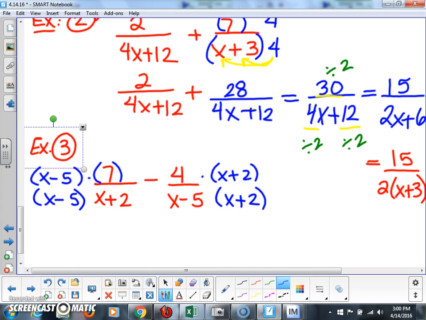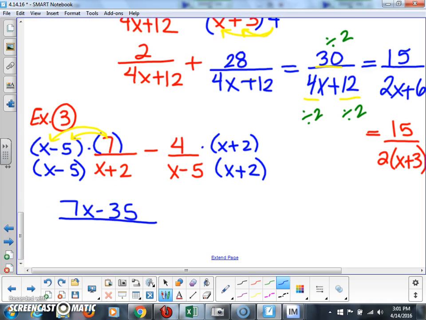Okay, so you're going to distribute the 7 to the x. What is 7 times x? 7x, and then 7 times -5? Negative 35. So you have 7x minus 35 over, and now I'm just going to keep my life simple. Instead of foiling, I'm going to leave it like that.